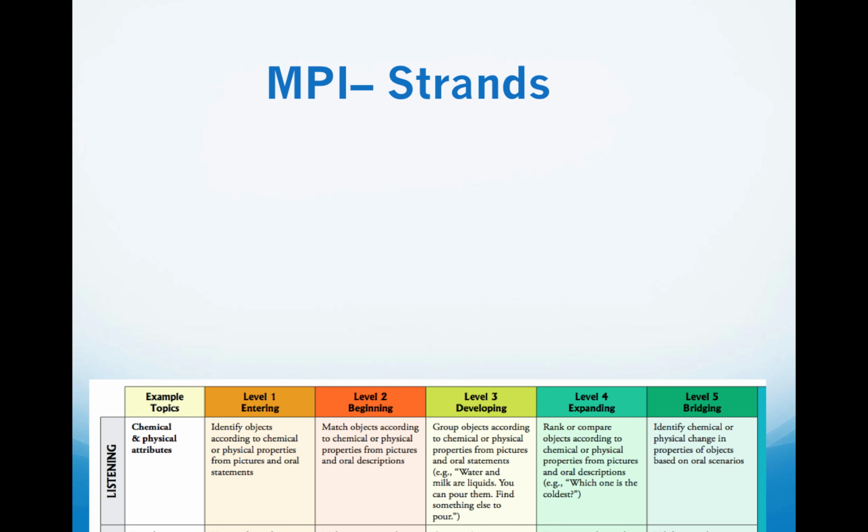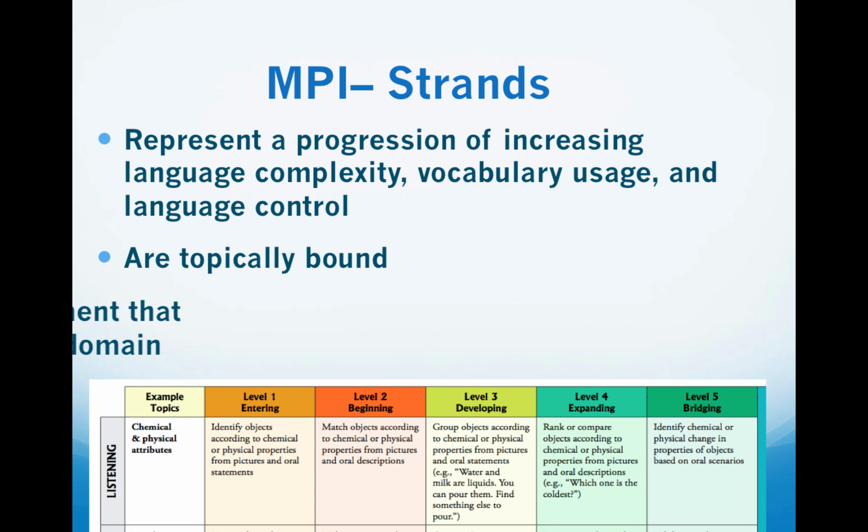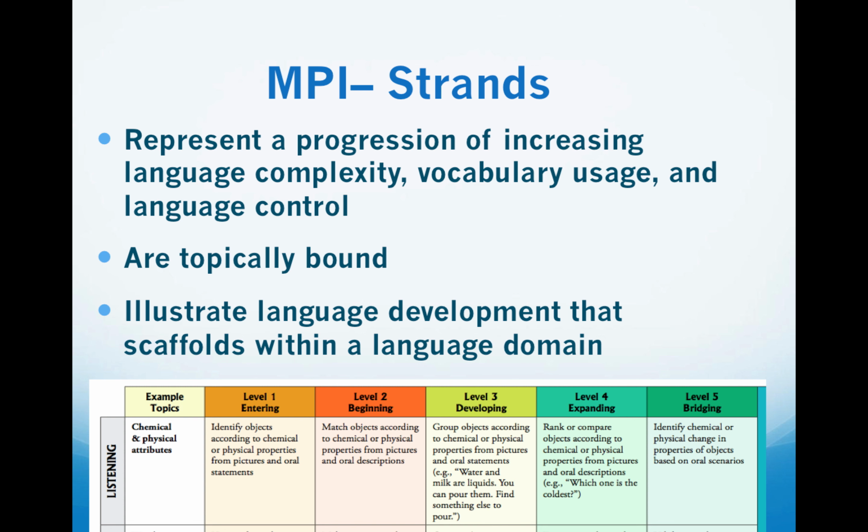So, looking at the MPI strands, we know that they represent a progression of increasing language complexity. They represent increasing complexity in vocabulary usage and language control. They are topically bound, meaning that the topics per strand are going to change. You're going to have a strand for each topic. And they illustrate that language development can be scaffolded within the language domain. Just because you've got a strong listener doesn't mean you've got a strong speaker of English.